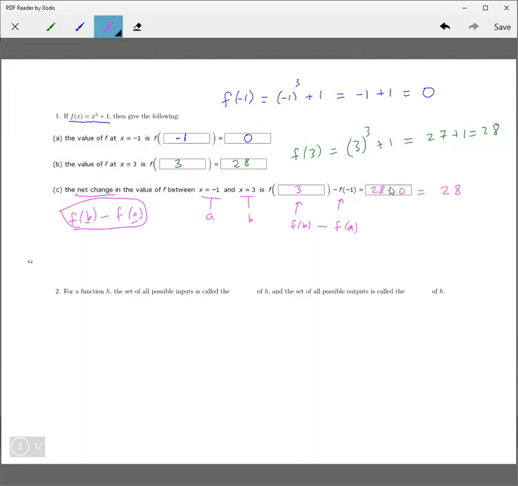So f of -1 is 0. So just 28 would be the answer there. Okay, moving along.